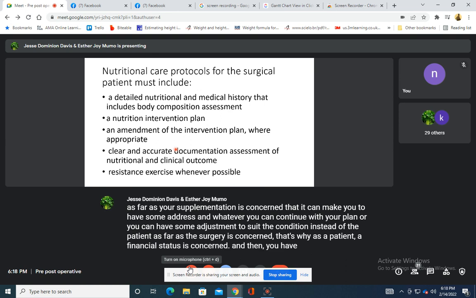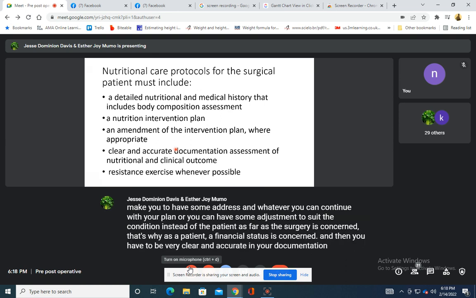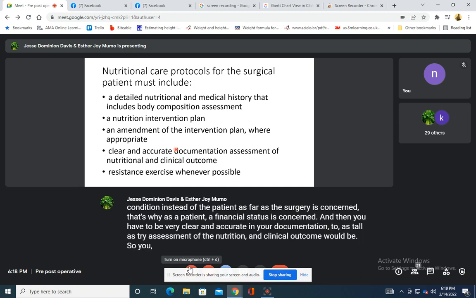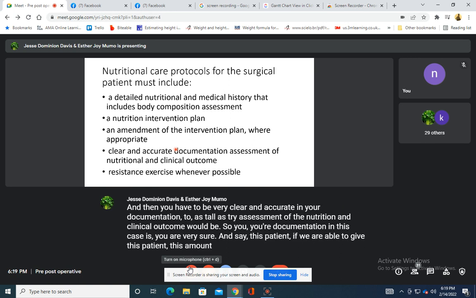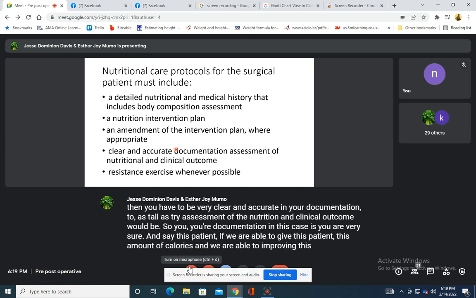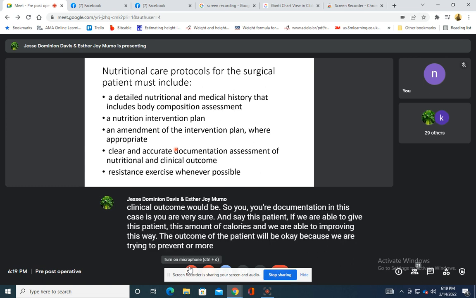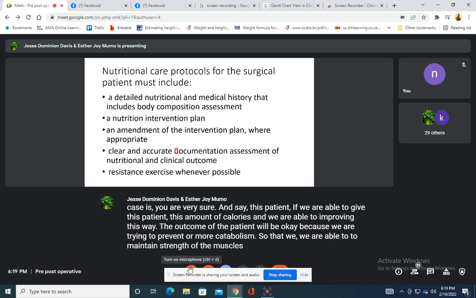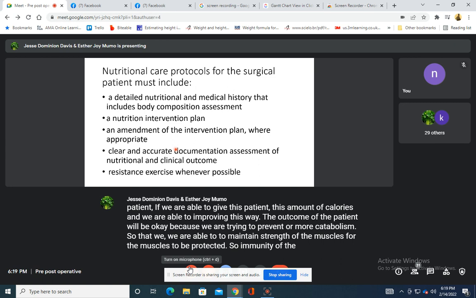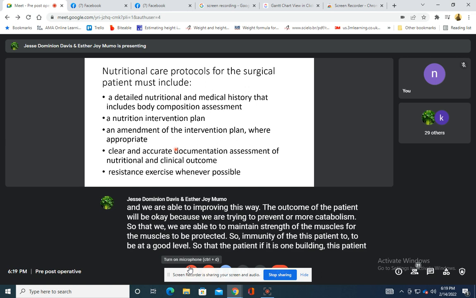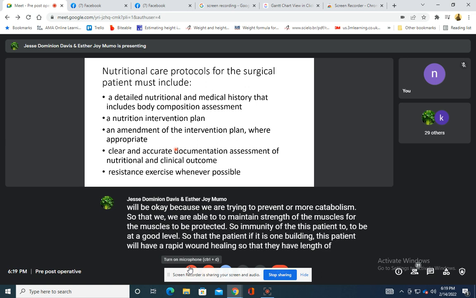And then you have to be very clear and accurate in your documentation as far as assessment of the nutrition and clinical outcome is concerned. So in your documentation you are very sure and say, if we are able to give this patient this amount of calories and intervene this way, the outcome of the patient will be okay, because we are trying to prevent more catabolism so that we maintain the strength of the muscles, so the muscles are protected and the immunity of this patient is at a good level. So that if it is wound healing, this patient will have rapid wound healing so that their length of stay in the hospital can be shortened.